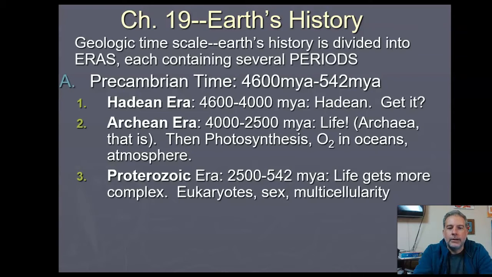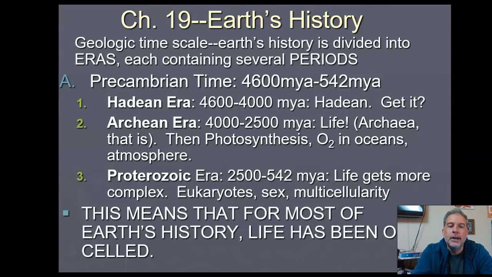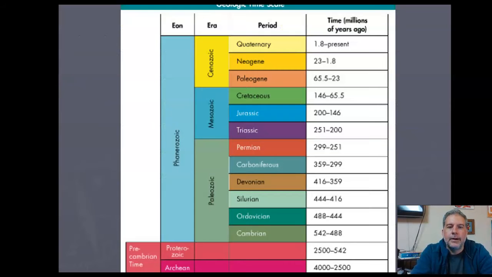Then we have the Proterozoic era, which is about the next quarter billion years. This is life getting more complex. Eukaryotes forming from prokaryotes, you remember endosymbiosis, sexual reproduction showing up, multicellularity showing up. This is a quick trip through this stuff. We'll go deeper into some of this. But the main point of today is this: for the vast majority of the Earth's history, life has been one-celled, more than most people can imagine.